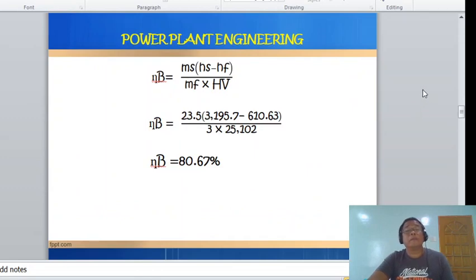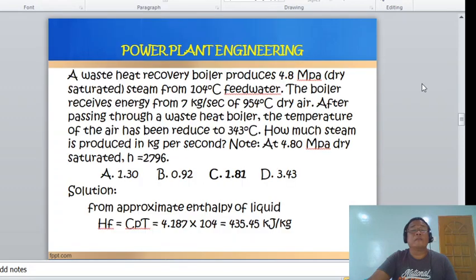So boiler efficiency now is equal to the mass of steam multiplied by the change in enthalpy at the boiler side over the heat supplied to the boiler. So substituting values now, the boiler efficiency is equal to 80.67%. Okay? So very easy class.